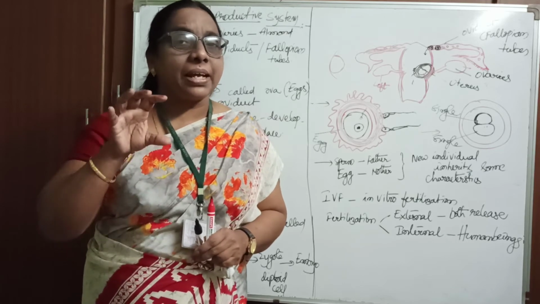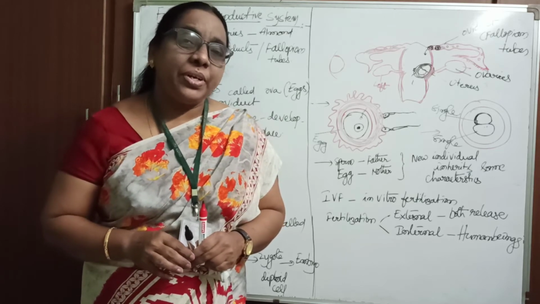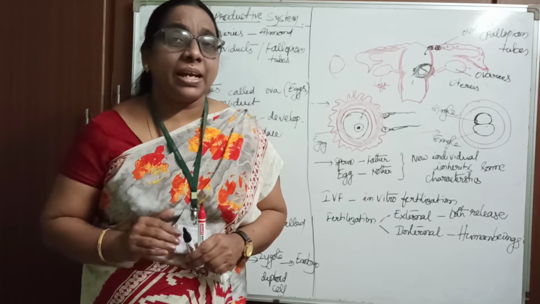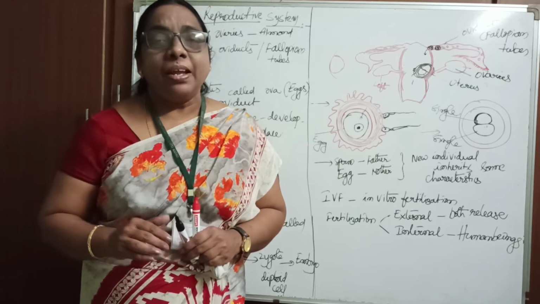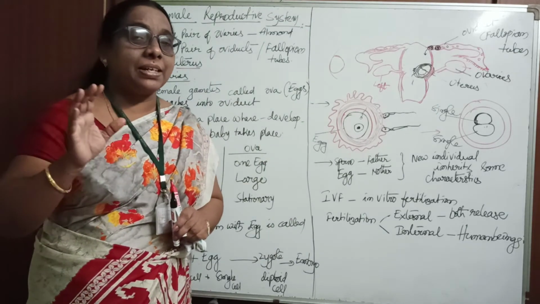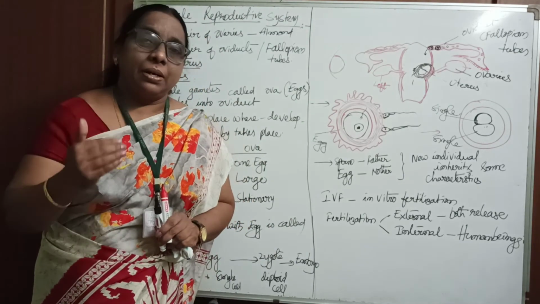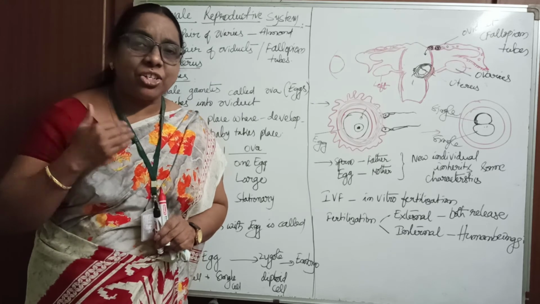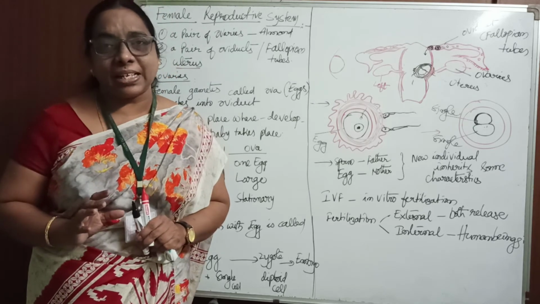Embedded, in the sense that it attaches to the wall of the uterus. That particular process we call implantation. Once implantation takes place, it will not be detached until the nine months are complete, when everything is normal. When the conditions are normal, there is no chance of detachment.